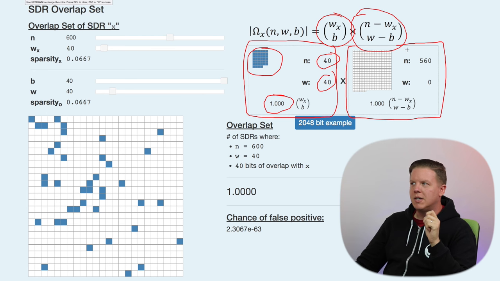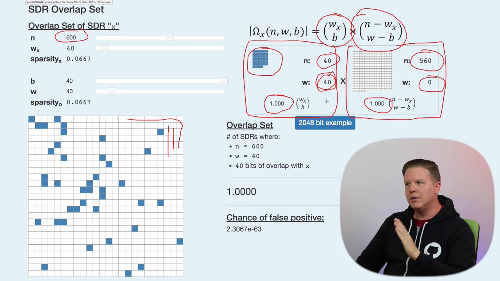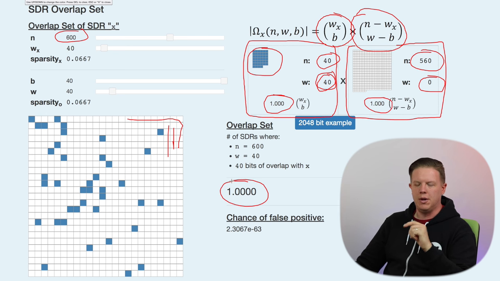Similarly, on the right-hand side, we're talking about all the off bits. You might notice 560 is 600 minus 40, right? So these are just representing all of the different off bits that are in this SDR. And how many different ways can zero on bits fit there? Well, only one, right? So one times one equals one.